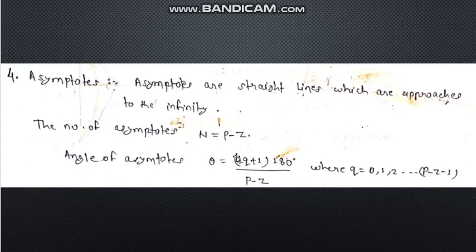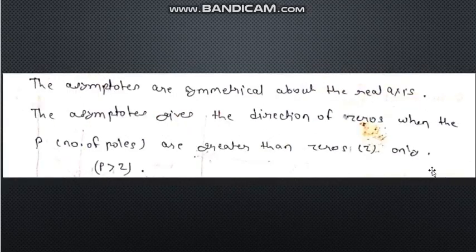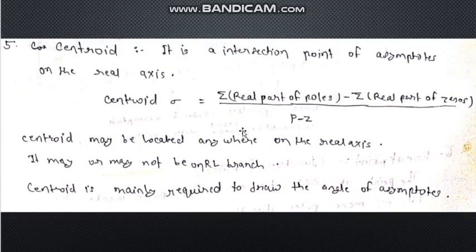The angle of asymptotes is an important point. Theta equal to (2q plus 1) times 180 divided by p minus z, where q equal to 0, 1, 2, up to p minus z minus 1. This is a simple formula you have to remember. The asymptotes are symmetrical about the real axis, and when the number of poles is greater than the number of zeros, the asymptotes give the direction of zeros. A few points you have to remember, not very important, but you have to remember.